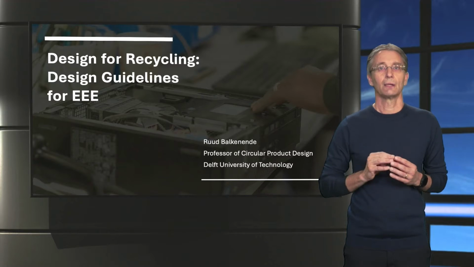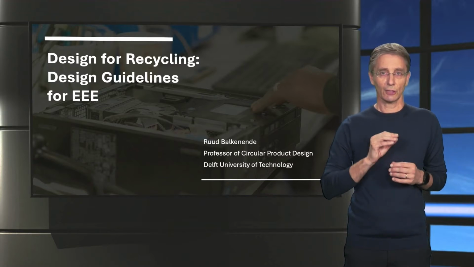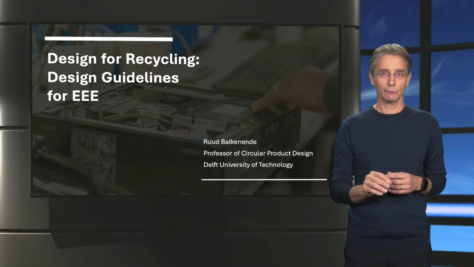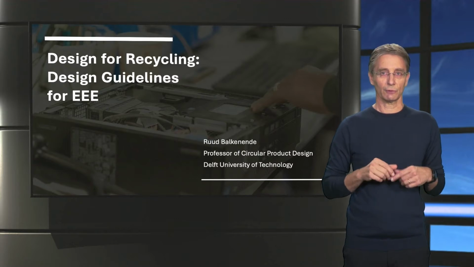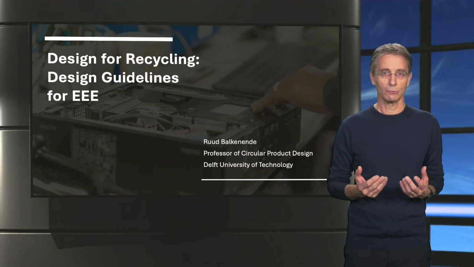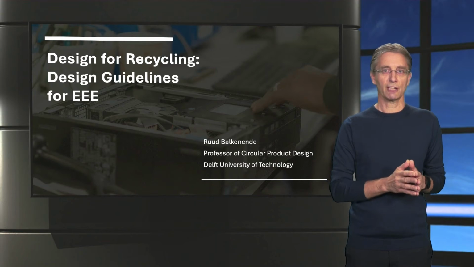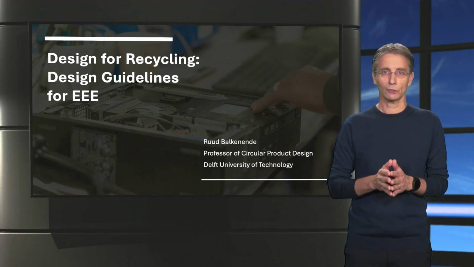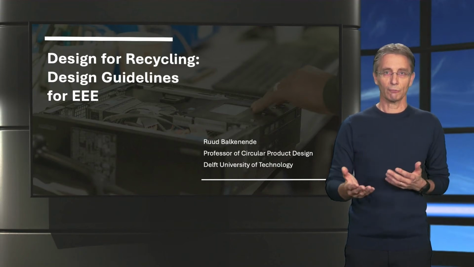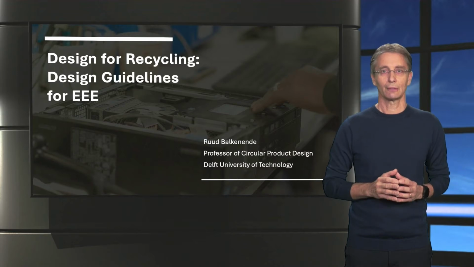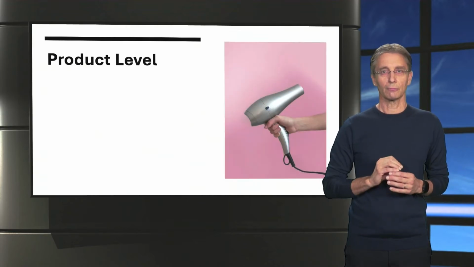In design for recycling, the starting point is our knowledge of the actual recycling processes that the product will most likely be subjected to. For electronic products, this is usually manual separation of hazardous or valuable components, followed by shredding of the largest part of the product. Let's start with the product level.